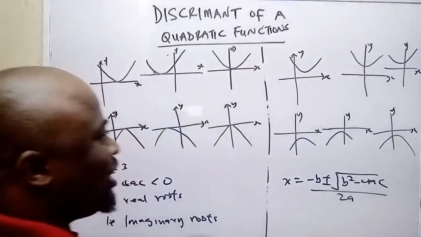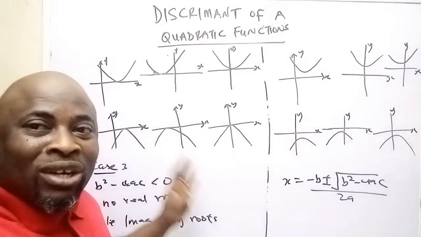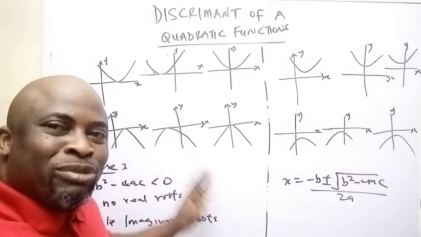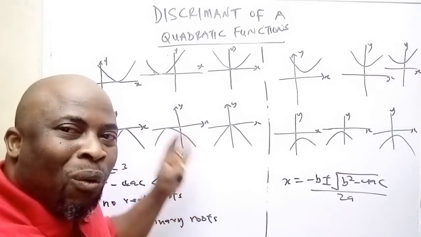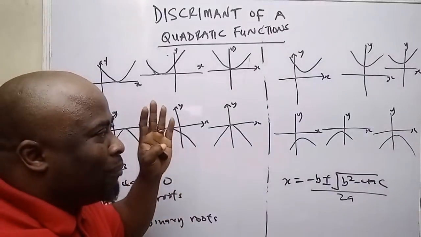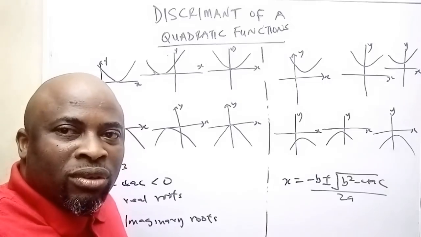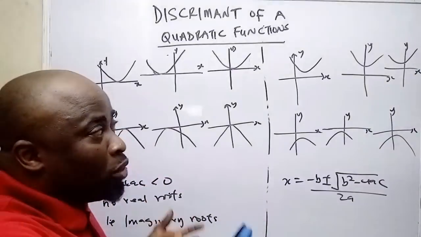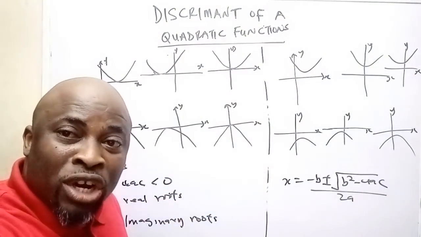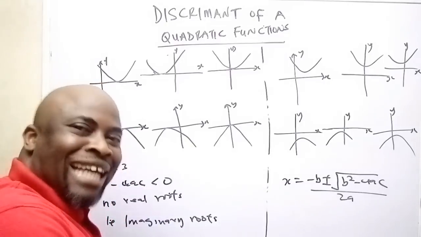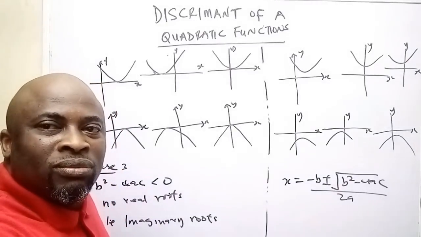So these are the three cases we need to know, and it helps us to know the nature of the roots of the graph, which is what we have shown on the board. We have two real roots, one real root, and no real roots, but imaginary roots.